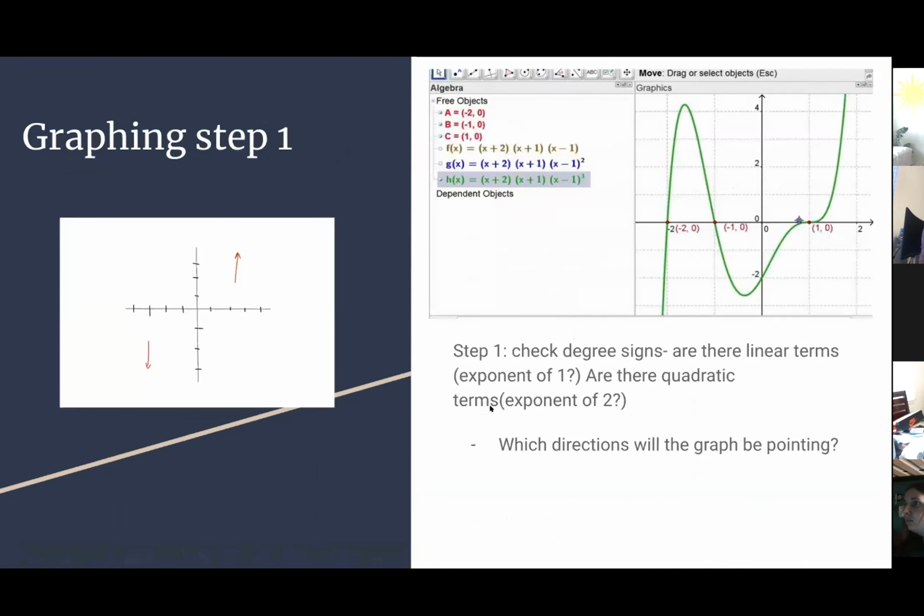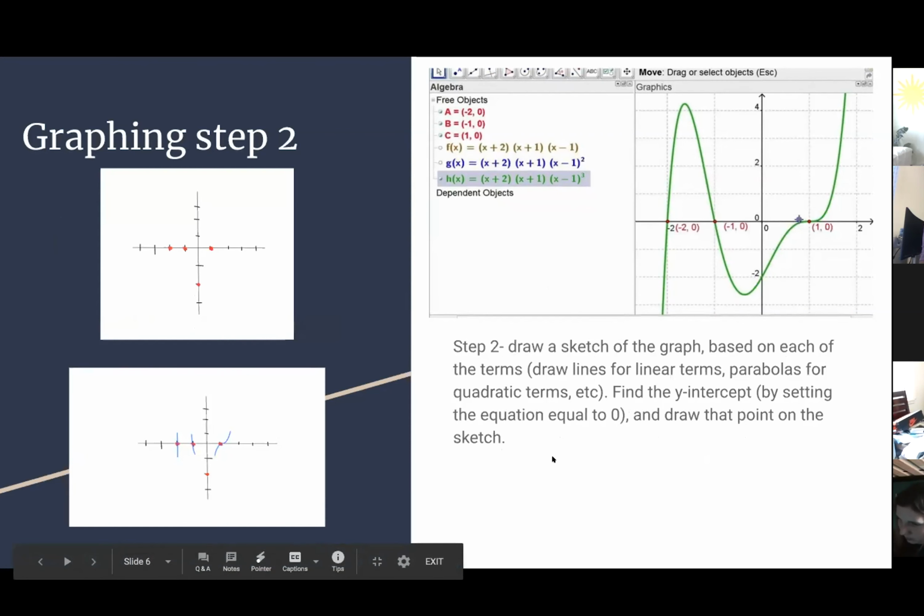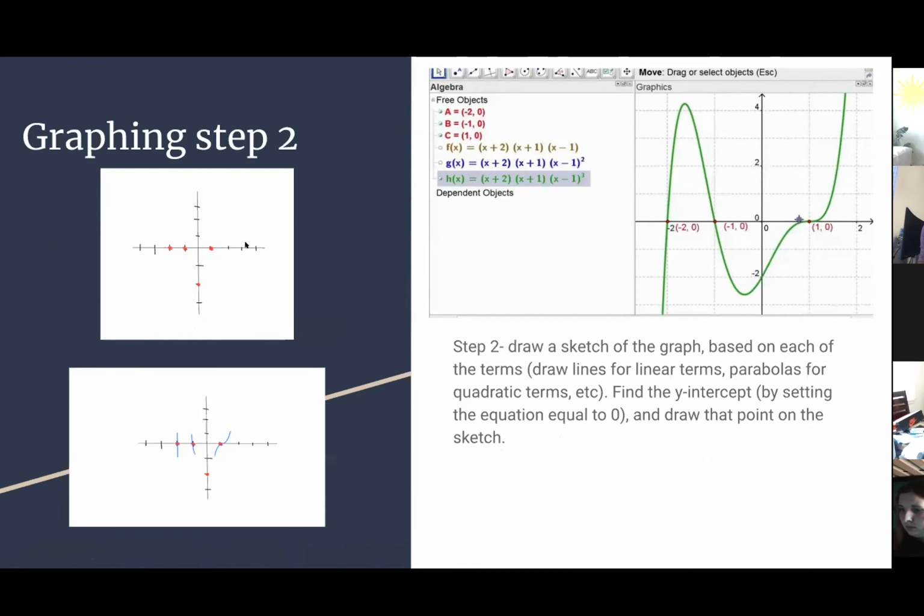So for step 1, like we said before, we're going to check the degree signs and if they're linear terms or quadratic or cubic. So there is a linear term, and then cubic. And this means that the graph will be left side facing down and right side facing up. So for step 2, we're going to draw a sketch of the graph, and we're going to plot the x-intercepts. So in this case, the x-intercepts are -2, -1, and 1. So we plot them right here, and then we plug in 0 for x and find the y-intercept, and in this case, it's -2. And then we're going to put lines through the linear terms and then a cubic shape through the cubic term.